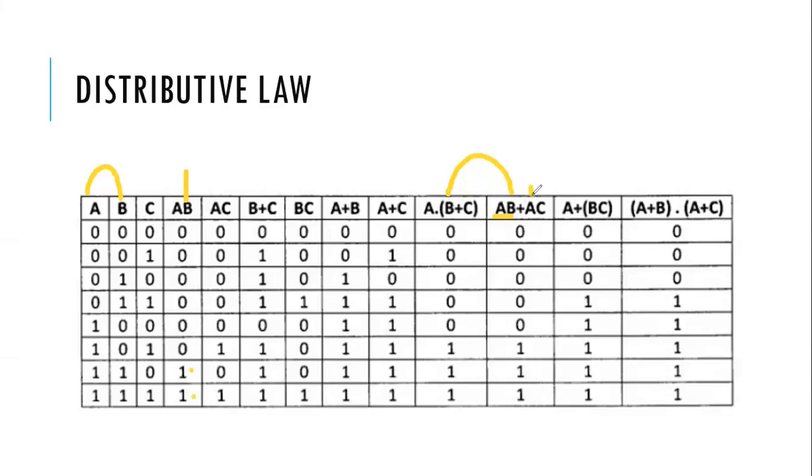Then we need to have the AC. That means these two columns should be multiplied together. When this is 0, this will be 0. And then this is 1, then this will be 0. Therefore 0. This is 1. And then this is 1 into 0, 0 and 1. That is AC. Then we need to do the addition of those two.